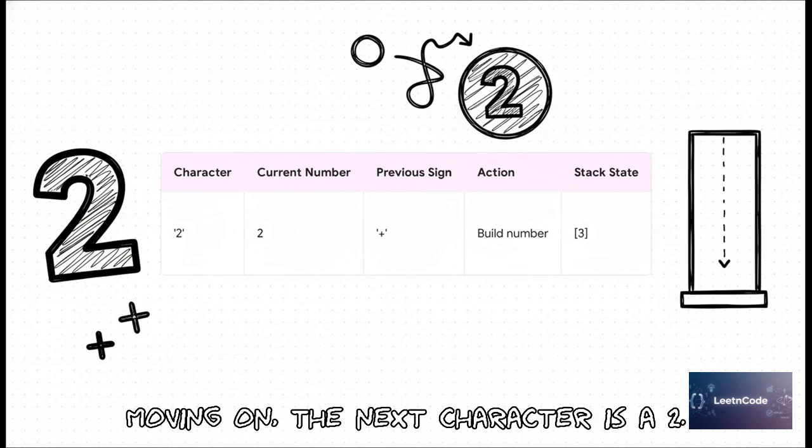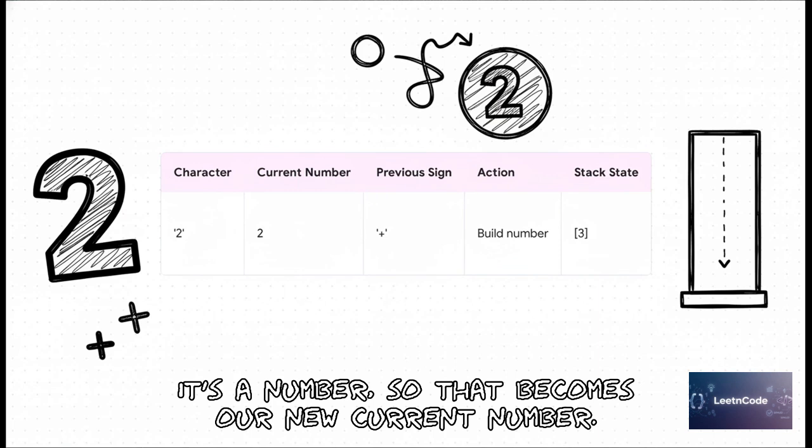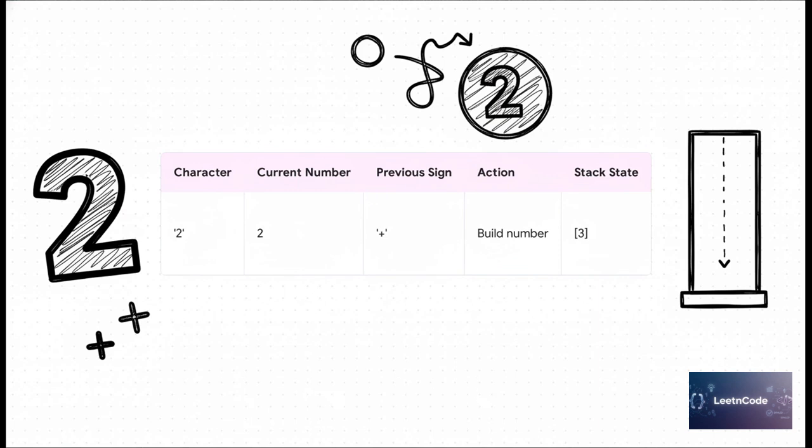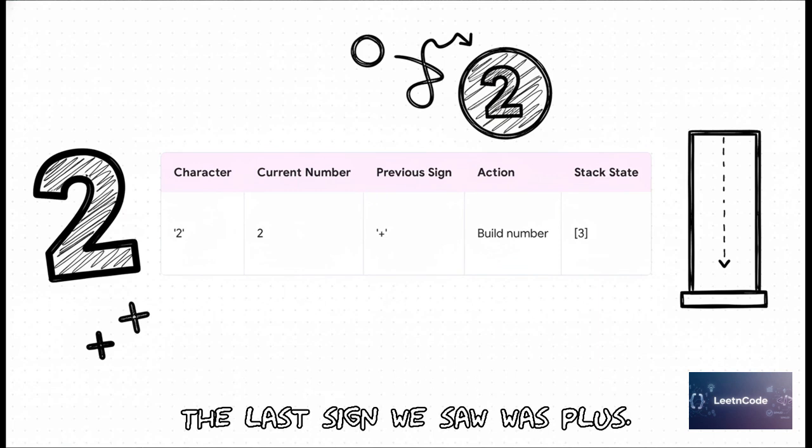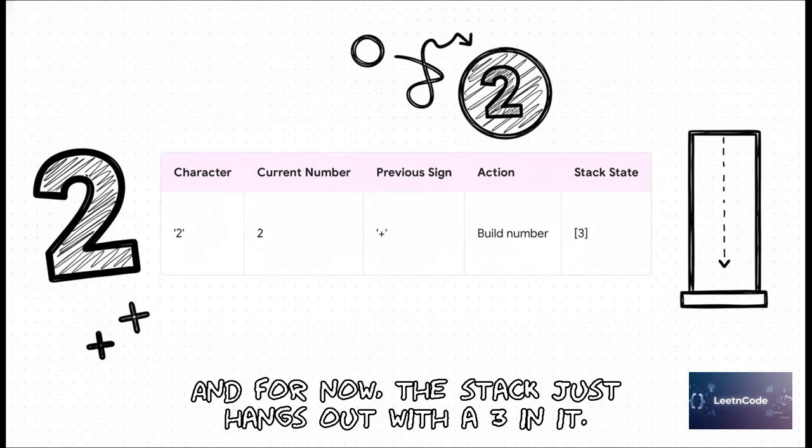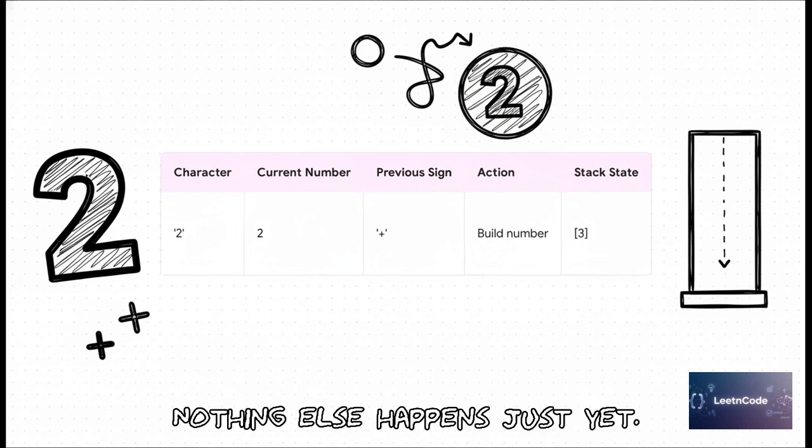Moving on, the next character is a 2. It's a number, so that becomes our new current number. The last sign we saw was plus, and for now, the stack just hangs out with a 3 in it. Nothing else happens just yet.